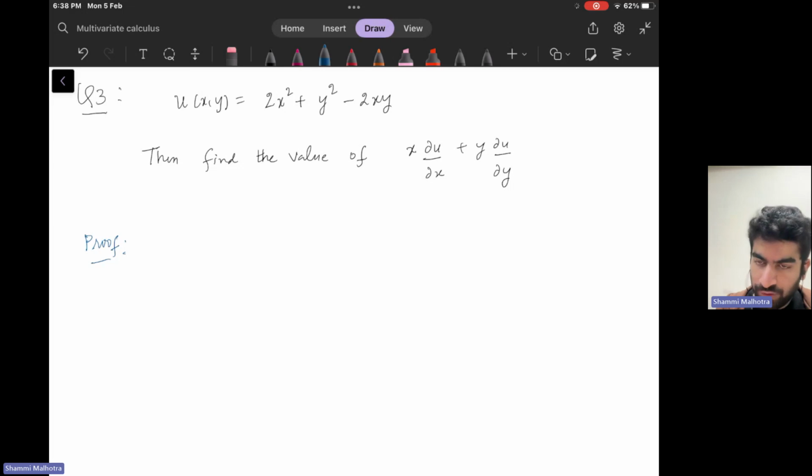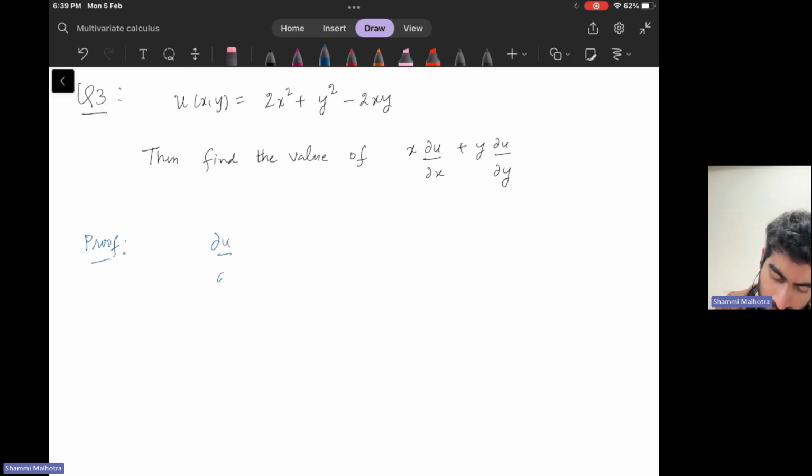To calculate this, I have to find the partial derivative with respect to x and the partial derivative with respect to y. The functions we have considered are very good functions. They are again polynomials in two variables, so I can directly differentiate. When I consider the partial derivative with respect to x, I just have to differentiate with respect to x, keeping the other variable constant. So let us find the partial derivatives.